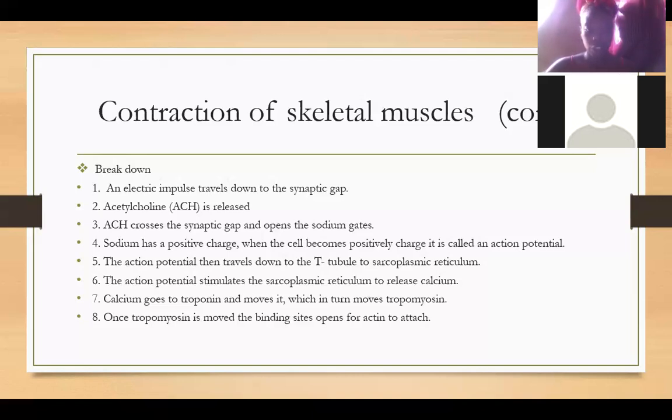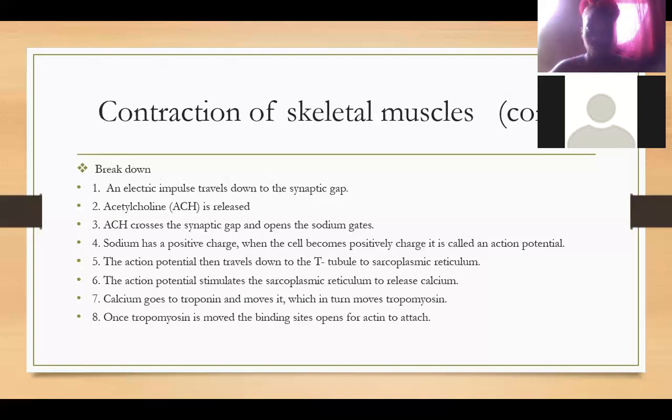So that chemical, ACH or acetylcholine, you could just use ACH if you can't pronounce the word too well. That chemical is released and is able to cross that gap. So it crosses that gap and goes down to the muscles. The electrical impulse travels down to the synaptic gap, and ACH is released, so it will pass through that gap. All right, nice.